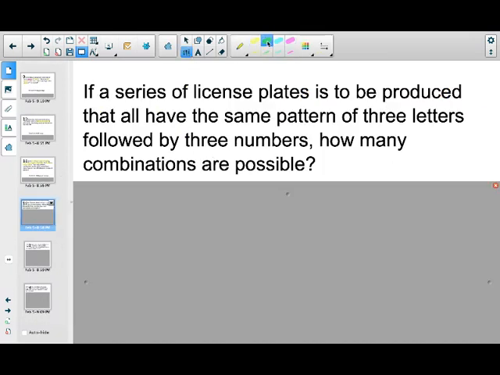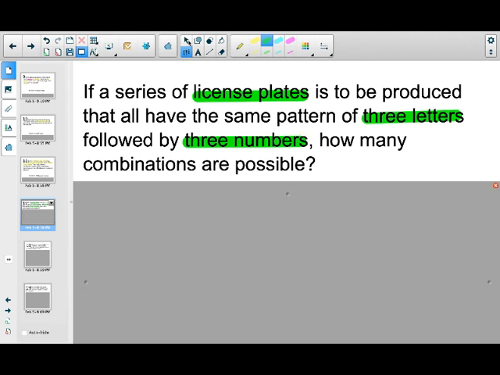Next one here, license plate problems. So, reviewing from a couple days back, a series of license plates is to be produced. We know license plate problems are dealing with the multiplication counting principle. They'll have the same pattern of 3 letters followed by 3 numbers.